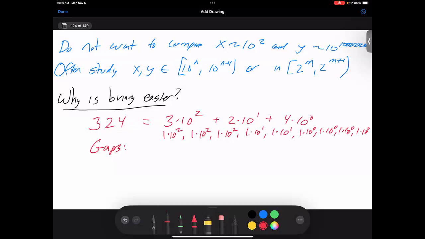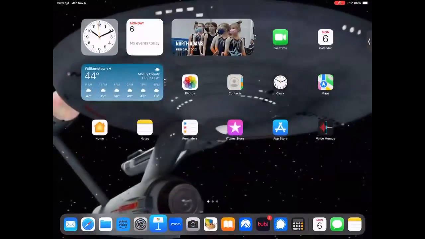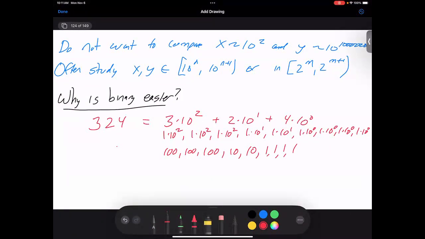So we have 324 in terms of summands. Just writing it all out, we would have 100, 100, 100, 10, 10, 1, 1, 1, 1. These would all be the first index, these would be the second index, and these would all be the third index. So what are the gaps that we would observe?